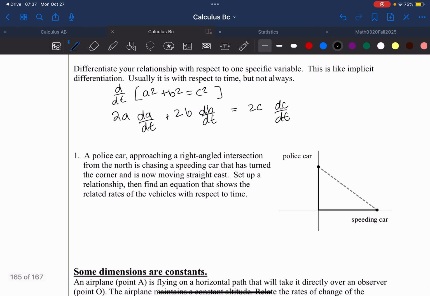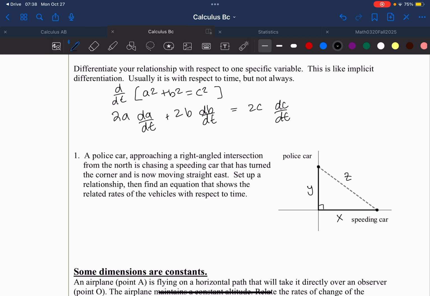In the first example, it says a police car is approaching a right-angled intersection from the north and is chasing a speeding car that has turned the corner and is now moving straight east. Set up a relationship, then find an equation that shows the related rates of the vehicles with respect to time. Well, let's say that here is the police car, here is the speeding car. We know this forms a right angle, which means we can label these sides and then solve using the Pythagorean theorem.